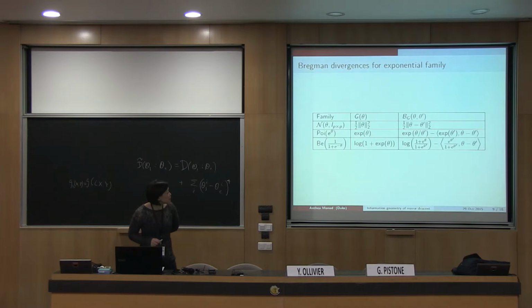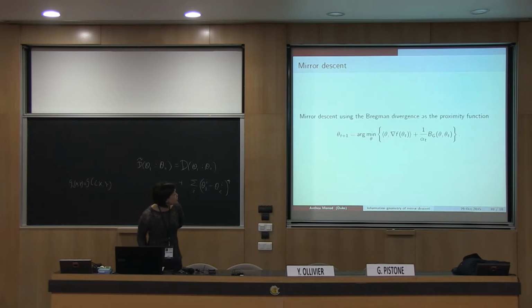So here for the exponential family, if you're looking at normal, Poisson, Bernoulli, these are going to be the corresponding G functions, and the corresponding Bregman divergences look like this for these exponential families in statistics. So we want to look at the mirror descent using the Bregman divergence as the proximity function here.